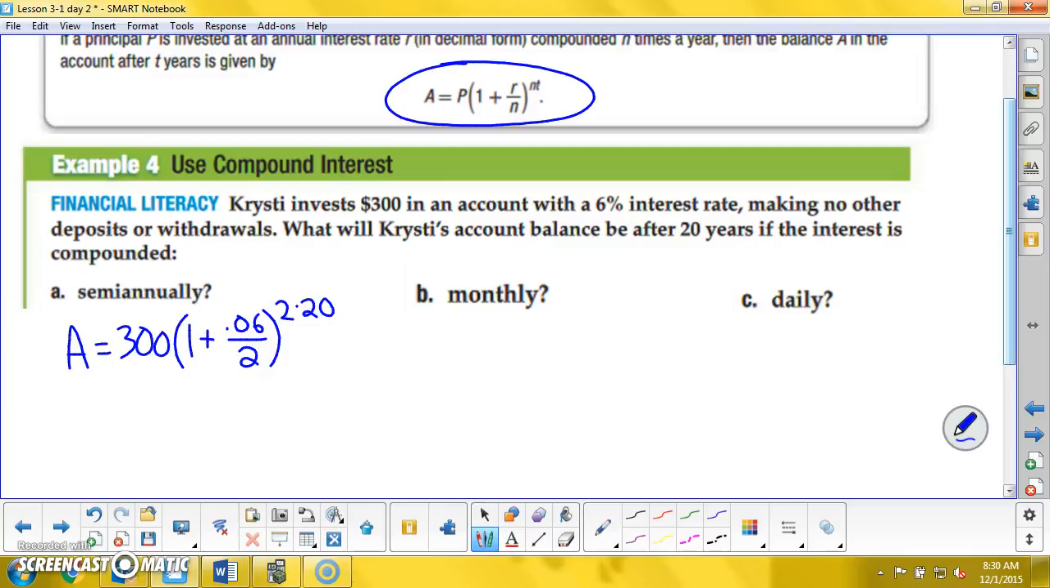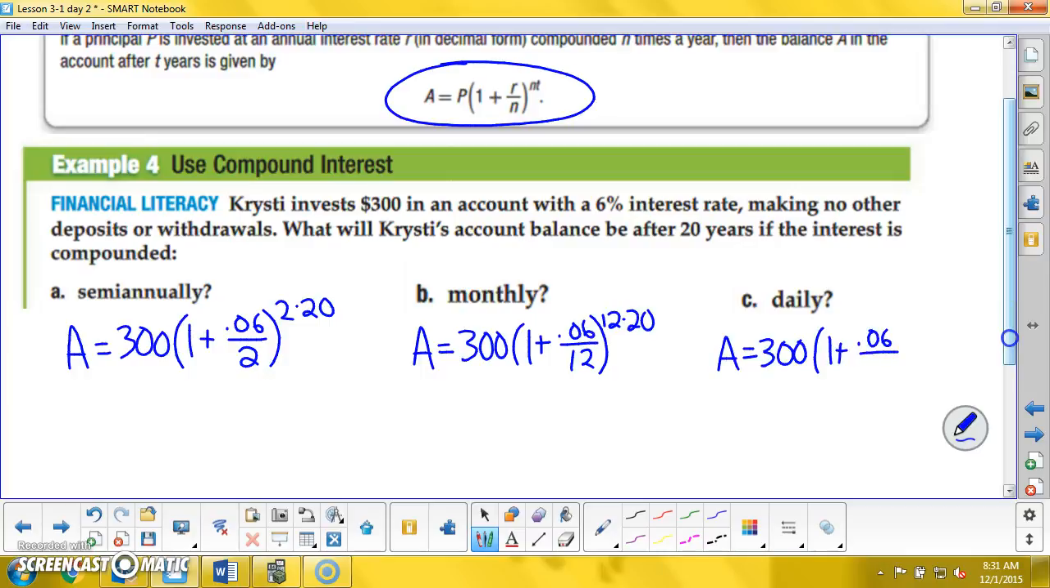If we're doing part B monthly, this would be the equation we would set up. The principal 300, 1 plus the interest rate 0.06. Obviously there's 12 months in a year, so now my n value is 12. And we'll calculate that in a moment. And then daily, this is the equation that we would set up. Again, principal is 300, 1 plus the interest rate 0.06 divided by 365 days in a year, and for 20 years. So if you calculate each of those, you're going to get different amounts.